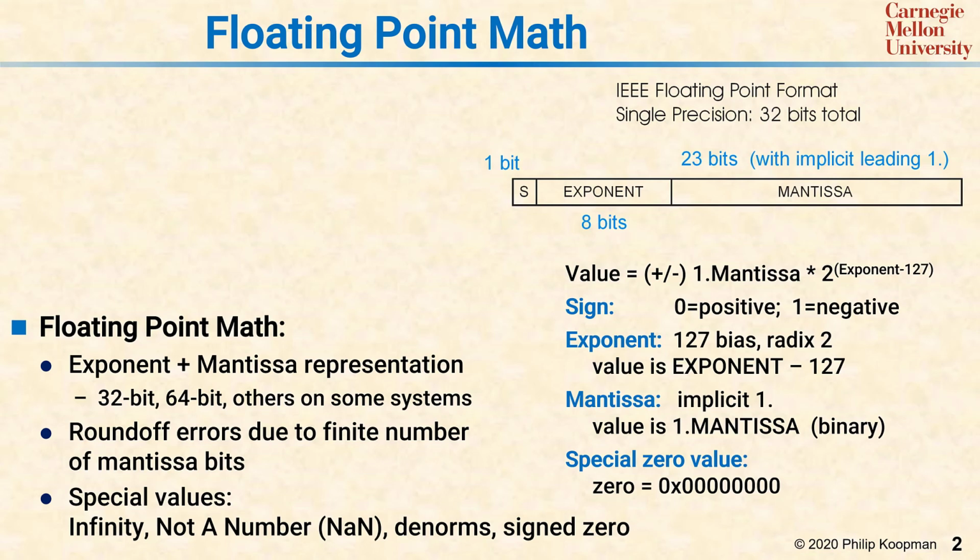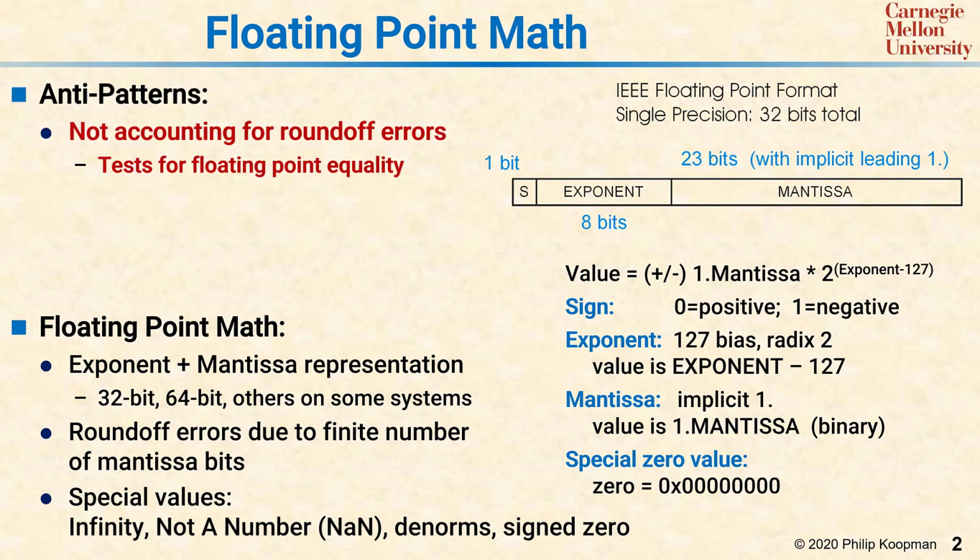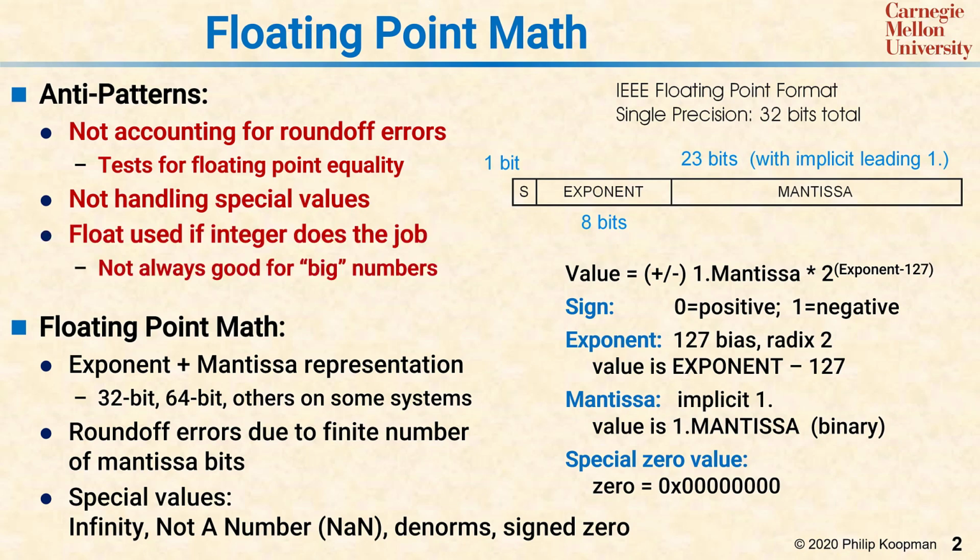The antipatterns for floating point math include not accounting for round-off errors, which affects tests for floating point equality, not handling special values, and using floats if you really should have used an integer. Despite the fact that floating point numbers have this exponent that lets you represent big numbers, sometimes that's the wrong choice and you should be using an integer instead.